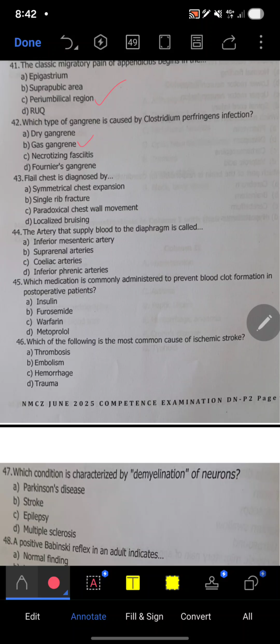43. Flail chest is diagnosed by. The correct answer is C, which is paradoxical chest wall movement.